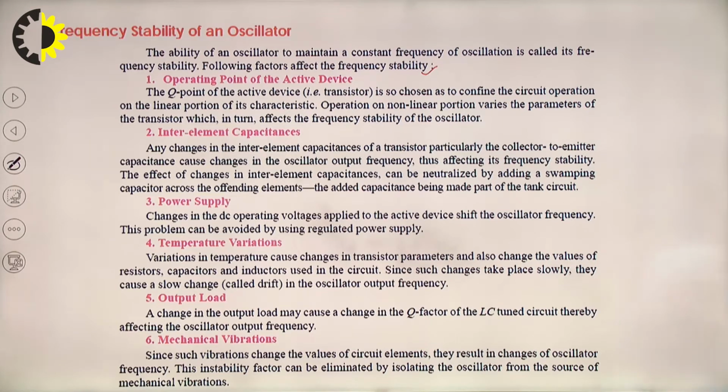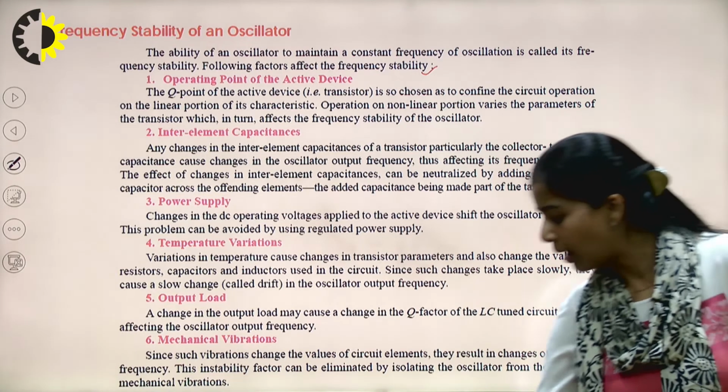Operations on the non-linear portion vary the parameters of the transistor, which in turn affects the frequency stability of the oscillator. If we talk about power supply, changes in the DC operating voltage applied to the active device shift the oscillator frequency, and this problem can be avoided by using regulated power supplies.